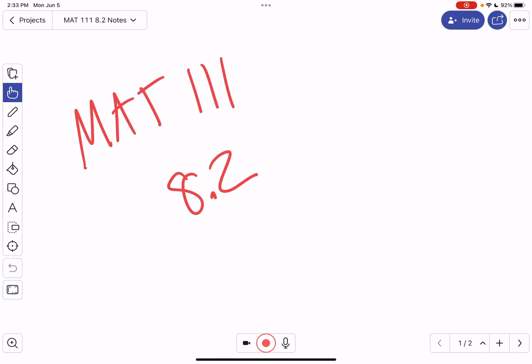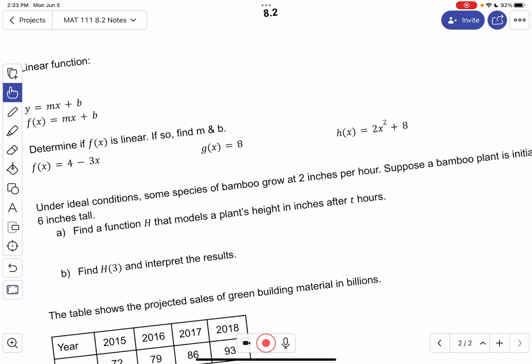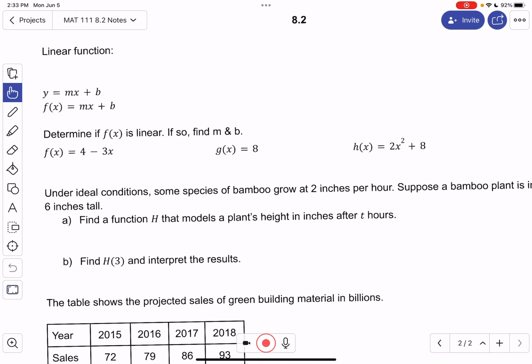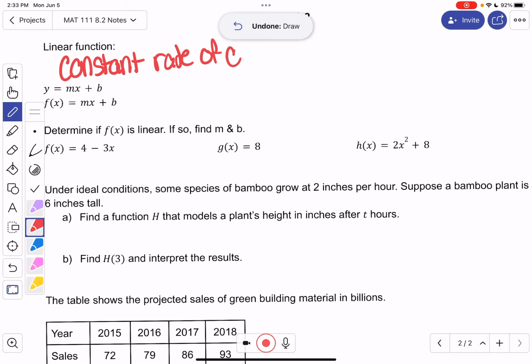8.2 is going to introduce linear functions. A linear function, when you graph it, is a straight line, meaning it either goes up or goes down. It has a constant rate of change. It's always the same between every 2 points. We call that a slope.